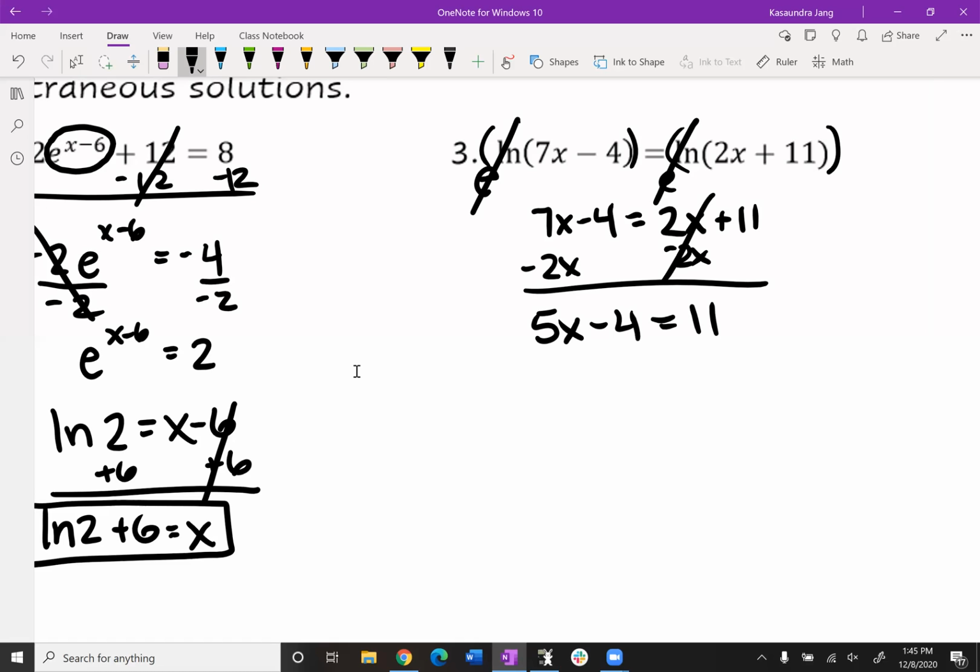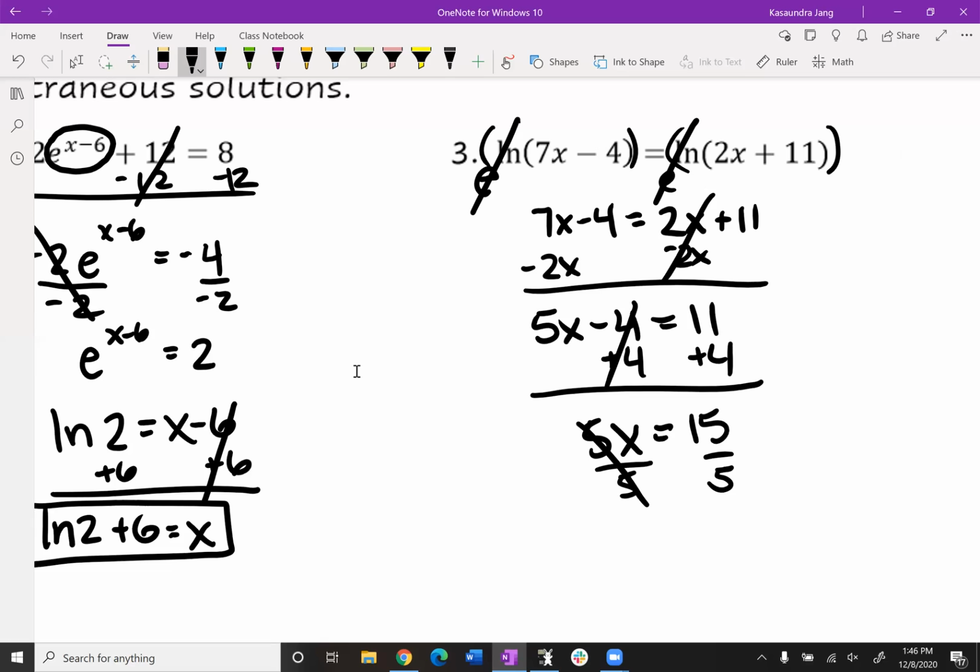And then like move the -4 to the 11. So like add the 4 to the 11. Okay. Nice, nice. Okay. Now what? I got one step left. Divide by 5. Awesome. 15 divided by 5 was 3.